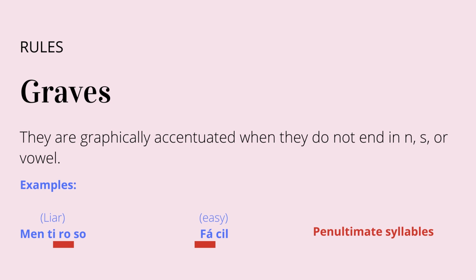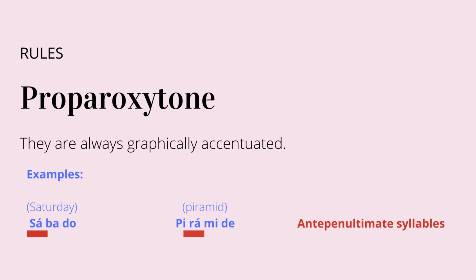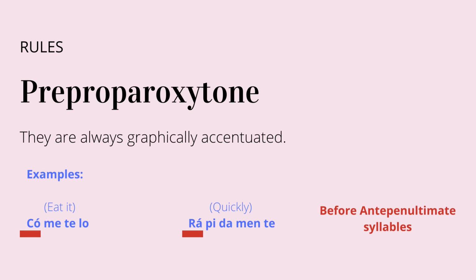Graves. They are graphically accentuated when they do not end in N, S, or a vowel. For example, mentiroso and fácil. Mentiroso does not have a tilde because it ends with the vowel O. Proparoxytones and preproparoxytones, they are always graphically accentuated.